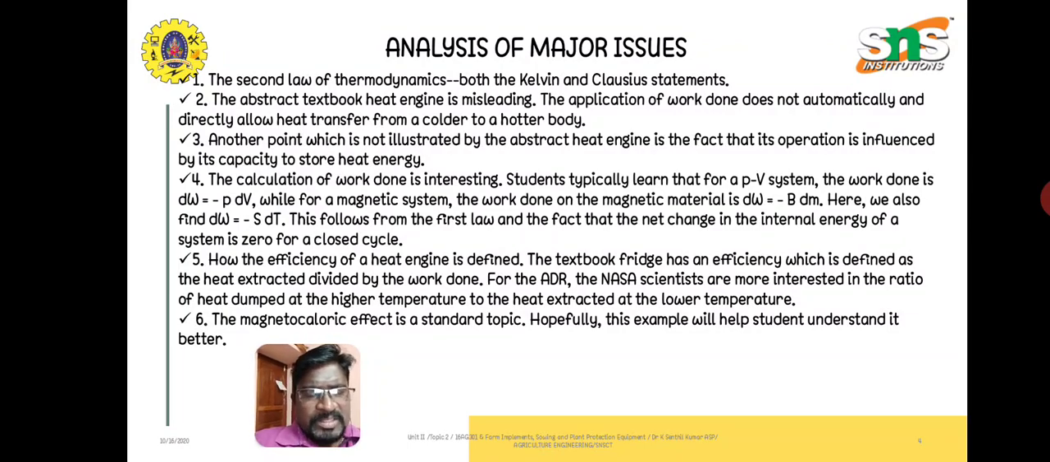However, the efficiency of energy is defined. The textbook fridge has an efficiency which is defined as the heat extracted divided by the work done. That means the amount of heat extracted by the system divided by the work done. For the ADR, the NASA scientists are more interested in the ratio of the heat dumped at high temperature to the heat extracted at low temperature. The magnetocaloric effect is a standard topic. Hopefully this example will help students understand it better.